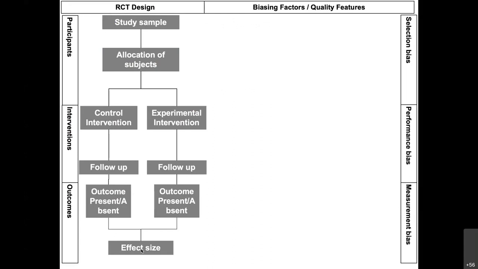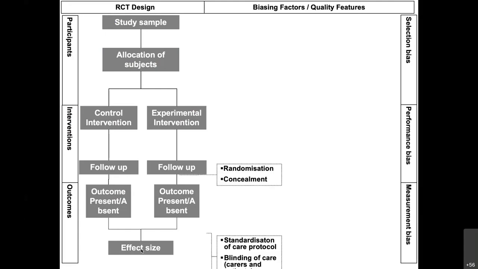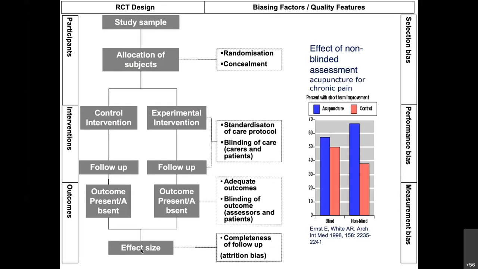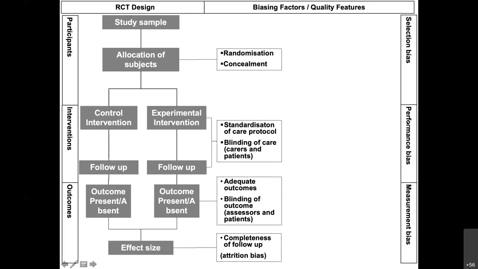And we refer to these things called selection bias, performance bias, and measurement bias. A randomized trial can have selection bias because randomization has not been conducted properly. It can have performance bias because blinding has not been conducted properly. It can have measurement bias because outcome measurement has not been blinded properly. And it can also have something called attrition bias because follow-up of patients has not been complete. So you can see that a randomized trial needs to have all of these things done right in order for it to be free of bias.